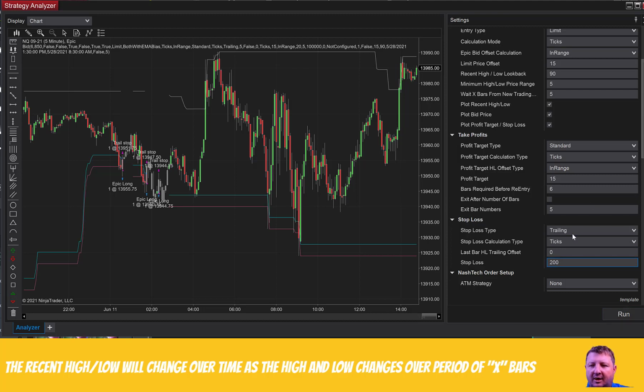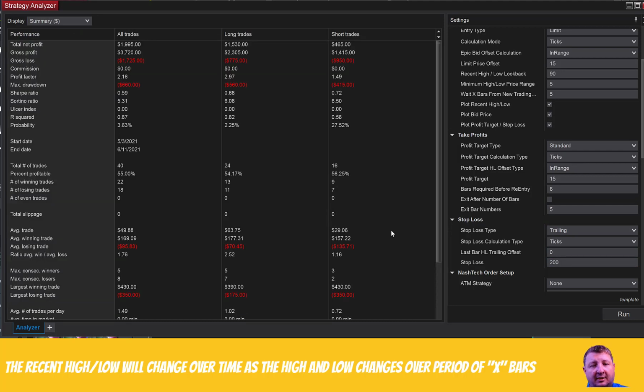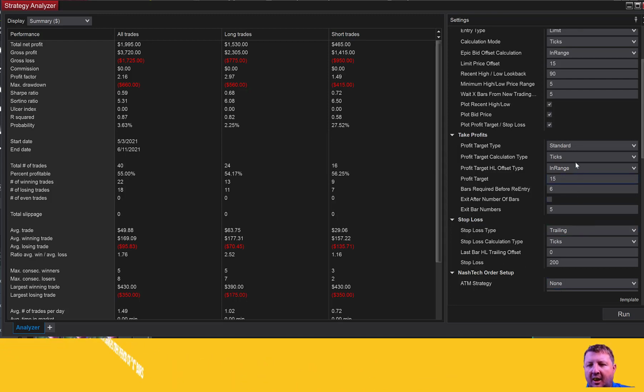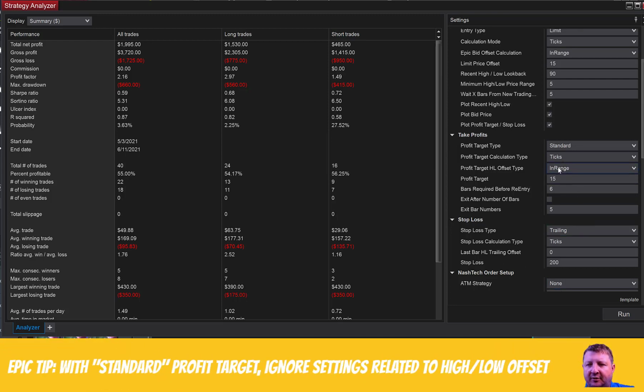All right, so we will keep moving along here. And we're still profitable, even with 200 or other trailing stops. Okay, so if you're using standard, the profit target high-low offset isn't going to matter. That's just the bottom line. There's a lot of our strategies that use this high-low of a previous bar, high-low offset. Anytime you're using standard, it doesn't matter what you set for this variable, okay?